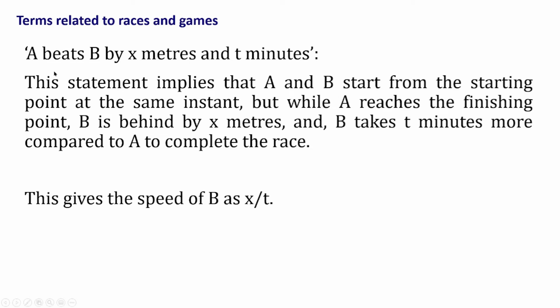And then if we have a combination of these two, A beats B by X meters and T minutes, it means A and B start from the starting point at the same time, but when A reaches the finishing point, B is behind by X meters and also B takes T minutes more compared to A to complete the race. This means B covers a distance of X meters in T minutes. From this we can find the speed of B as distance by time, which is X by T.